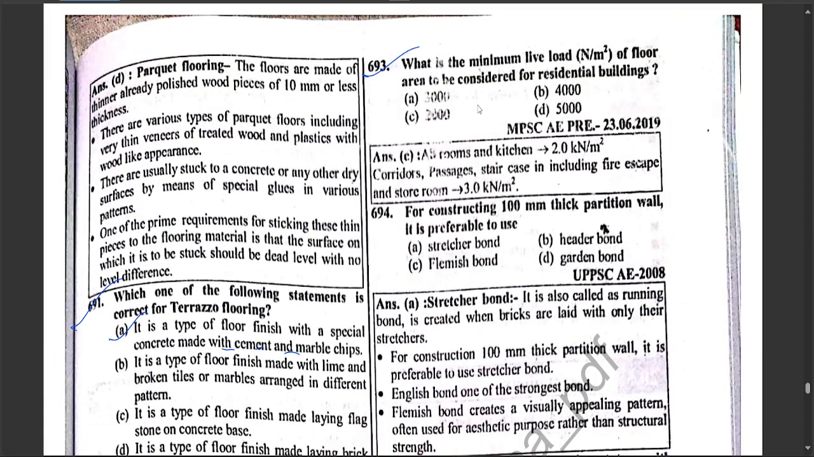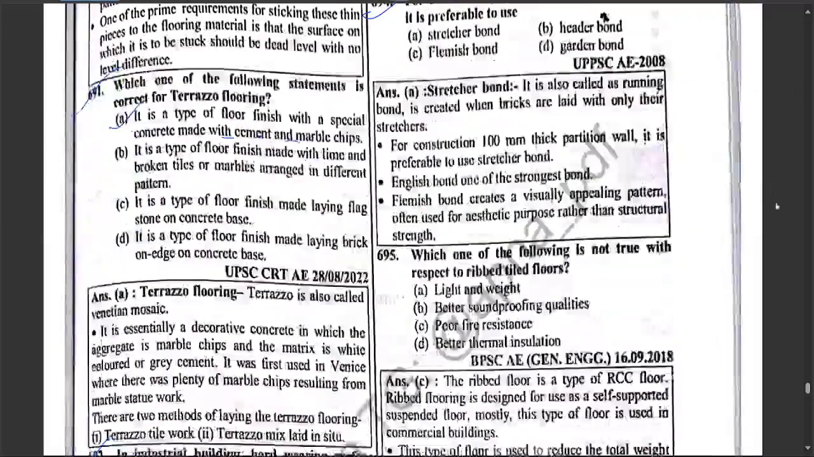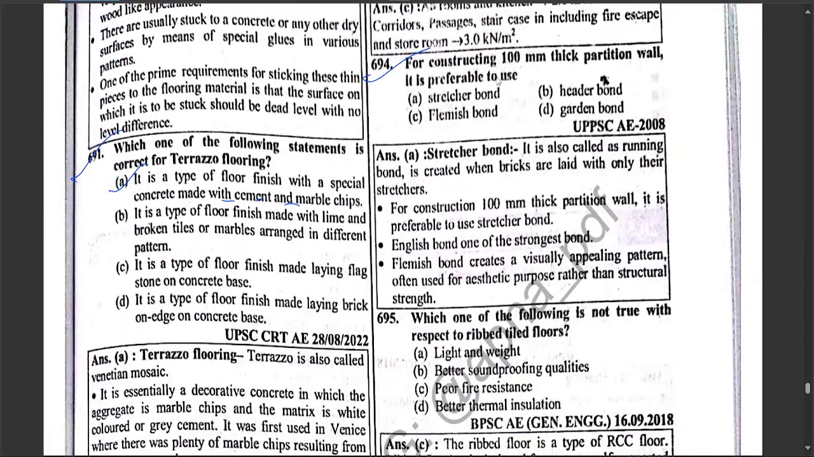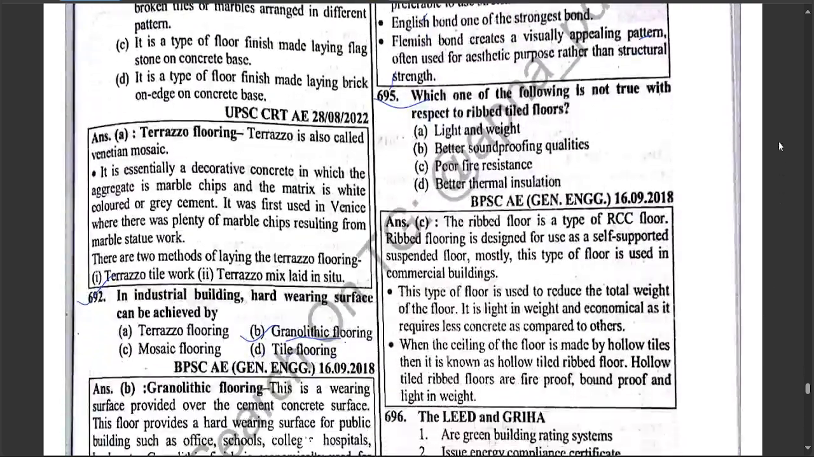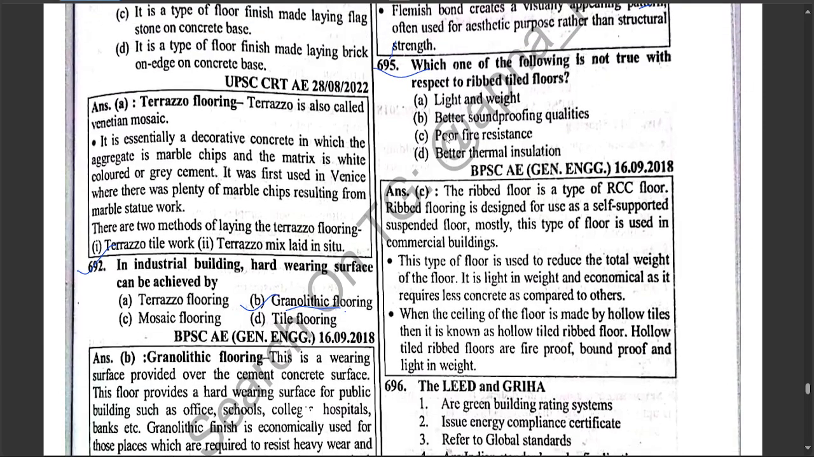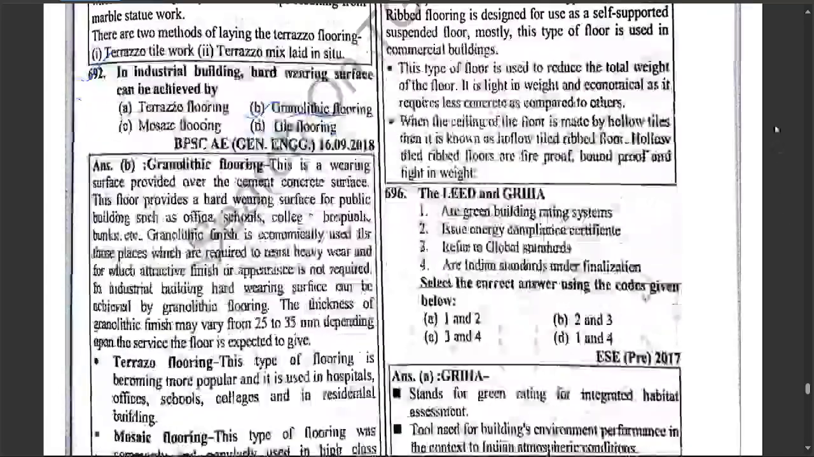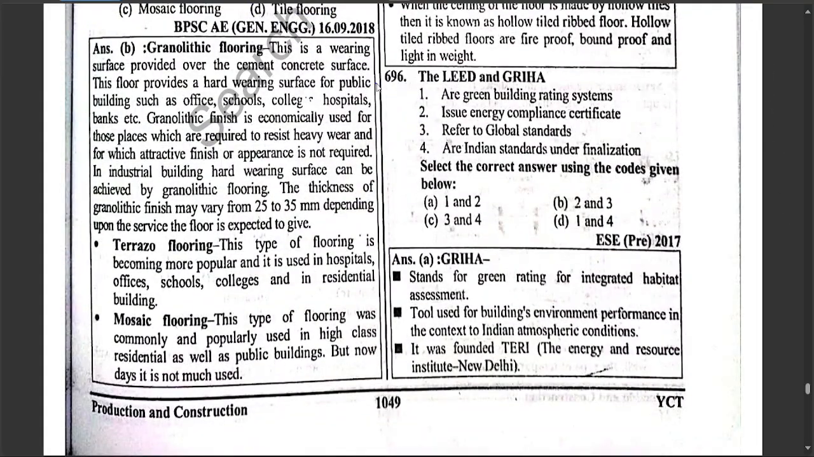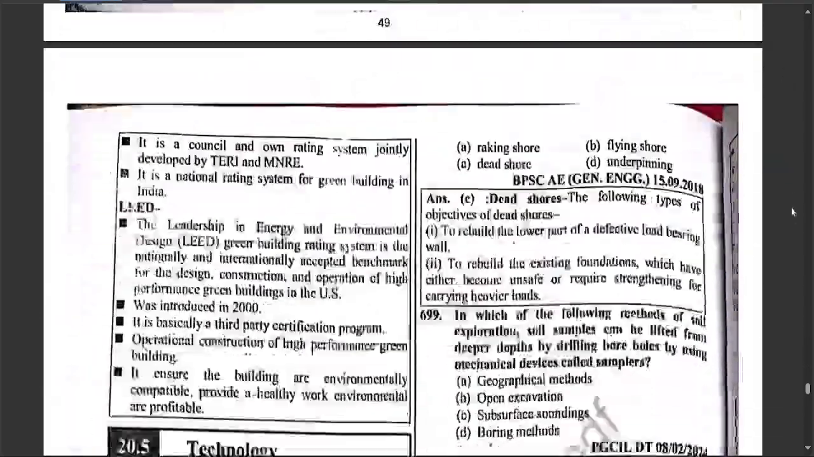What is the minimum live load on floor area to consider for a residential building? 2000. For construction of a 10 mm thick partition wall, it is preferable to use stretcher bond. Which one of the following is not true with respect to ripped tile floor? Poor fire resistance. The LEED and GRIHA green building rating systems issue energy compliance certificates referring to global standard or Indian standard. Hence, statements 1 and 2 are correct.